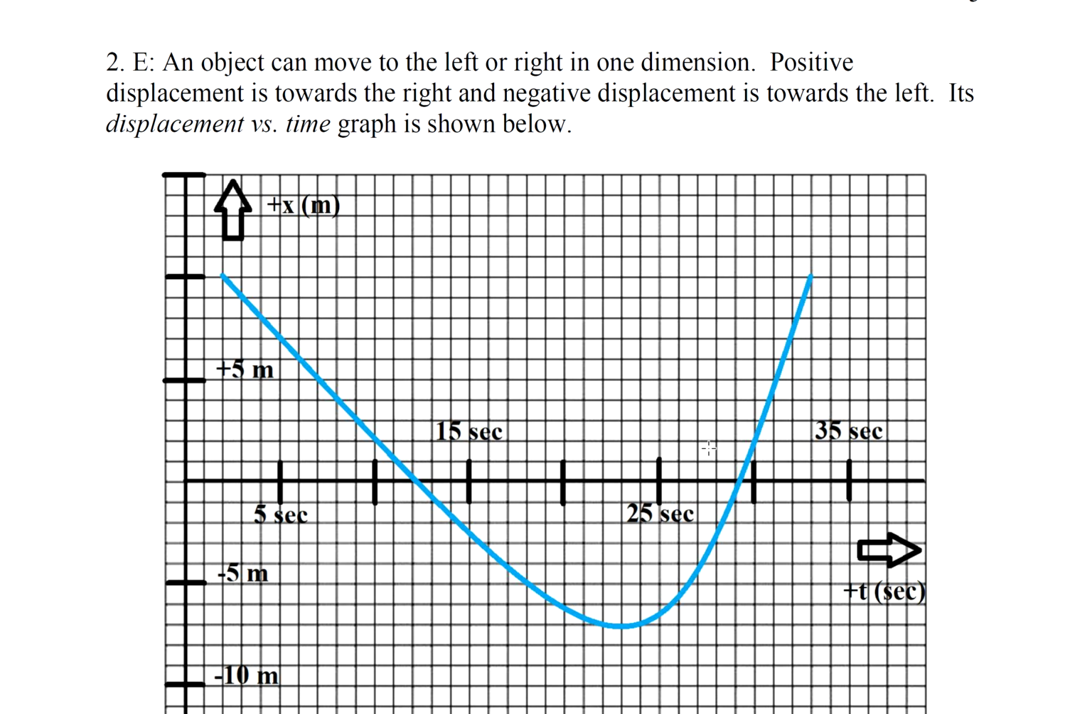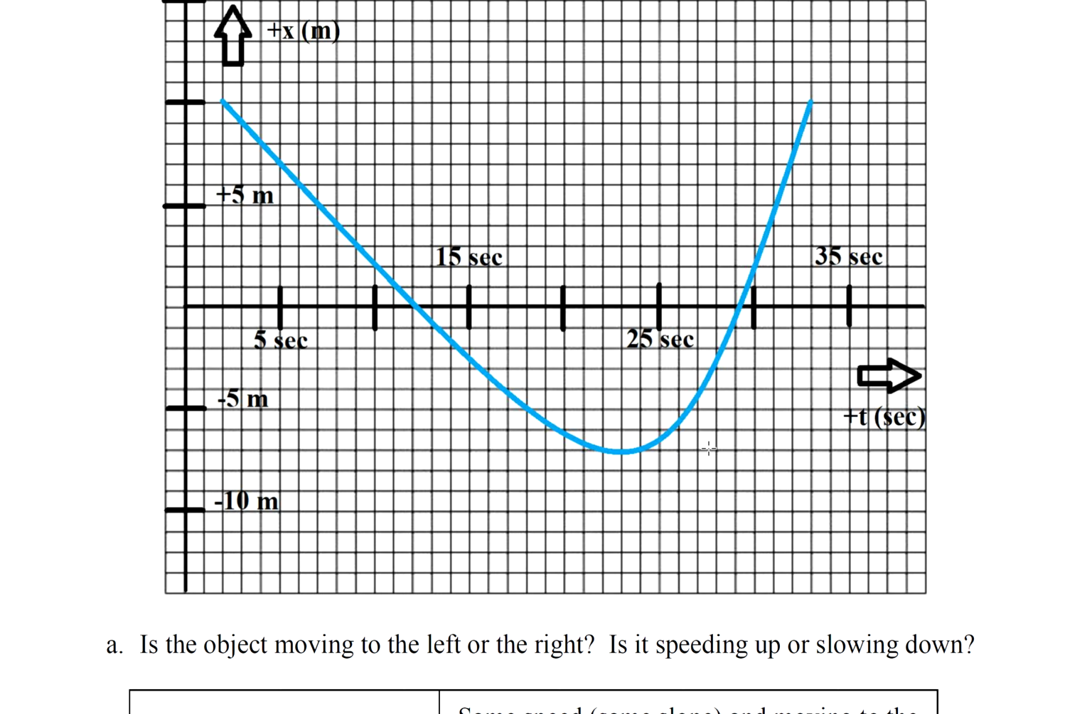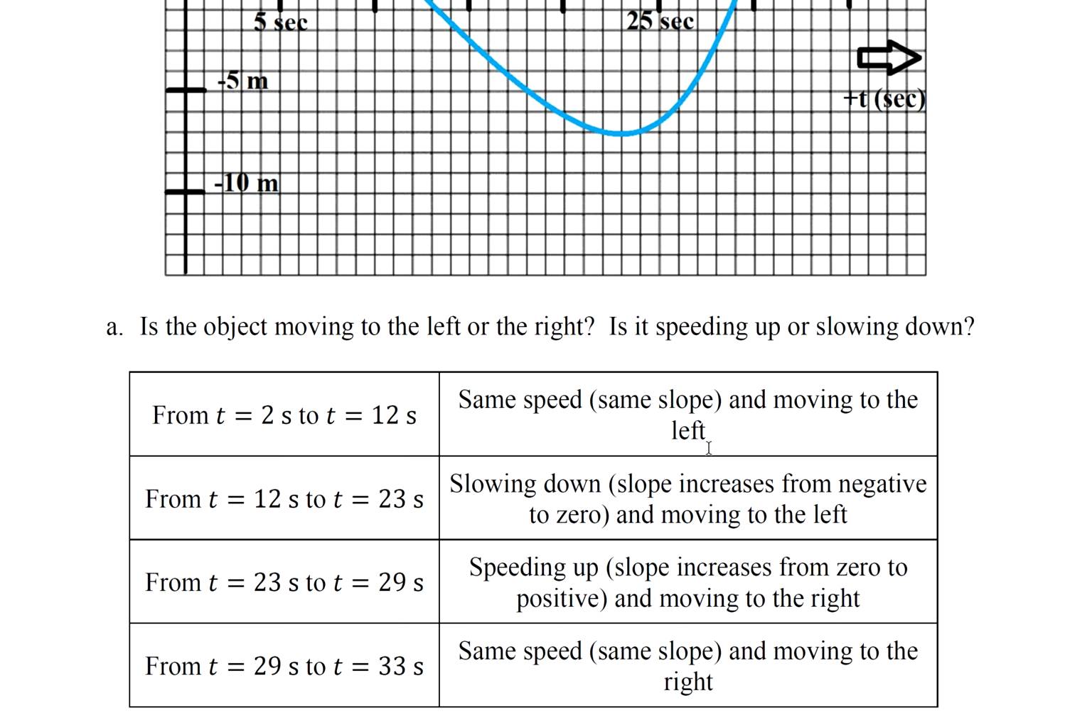Question 2. An object can move to the left or right in one dimension. Positive displacement is towards the right and negative displacement is towards the left. Its displacement versus time graph is shown below. Okay? Is the object moving to the left or to the right?